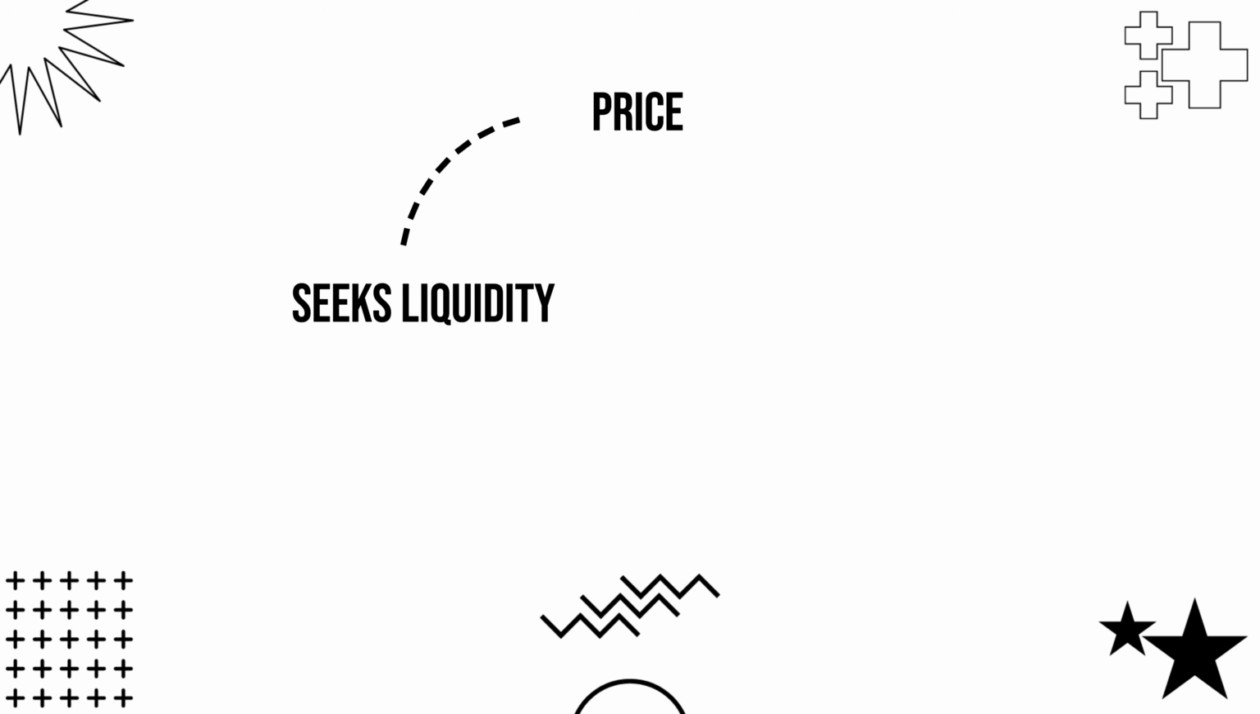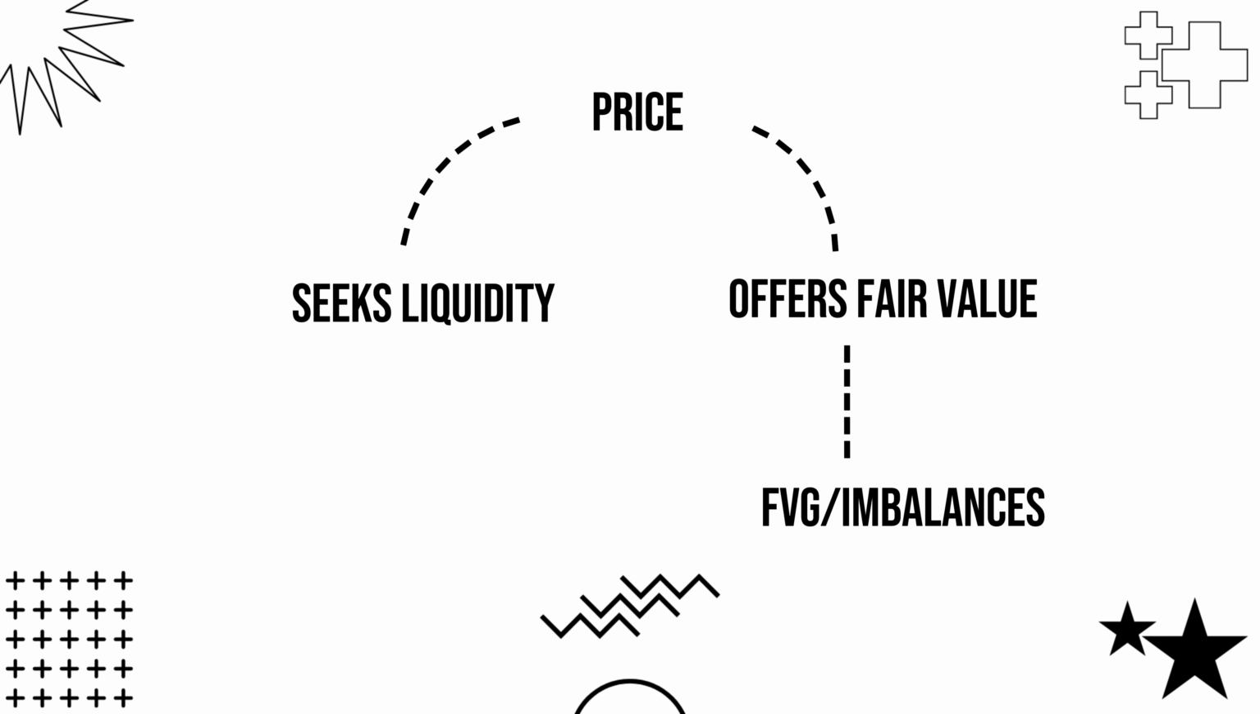So as some of you may know, price only does two things. It either seeks liquidity or offers fair value. That is all price is ever doing. It's either drawing to inefficiencies in price, like fair value gaps, imbalances, whatever you want to call it, or it's seeking old highs and old lows, or liquidity pools. That's all price is ever doing at all times.